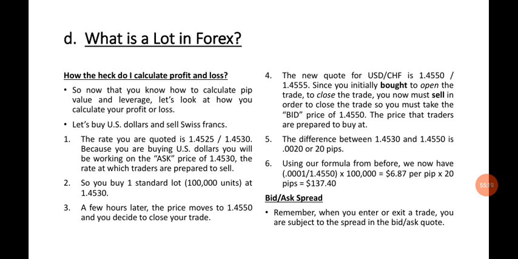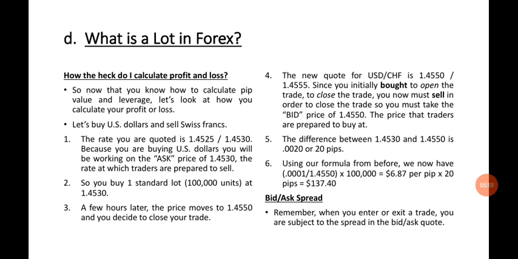1. The rate you are quoted is 1.4525 slash 1.4530, which is your bid price and your ask price. Because you are buying US dollars, you will be working with the ask price, which is the higher value of 1.4530, the rate at which traders are prepared to sell the currency to you. 2. So you buy one standard lot, which is 100,000 units at 1.4530.